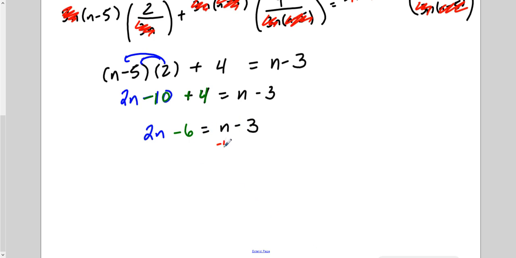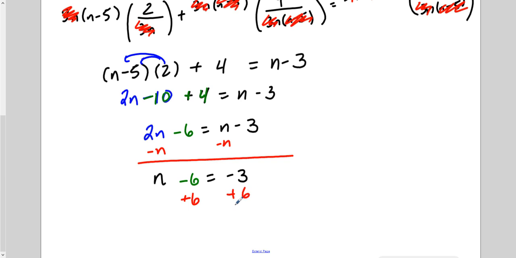Now, because of the equal sign, I want to combine my n's. 2n minus n gives me n minus 6 equals, now I have n minus n is 0. 0 minus 3 is negative 3. Add 6 so that I have now n plus 0, because negative 6 plus 6 gives me 0, so I'm just left with n, and negative 3 plus 6 is 3.